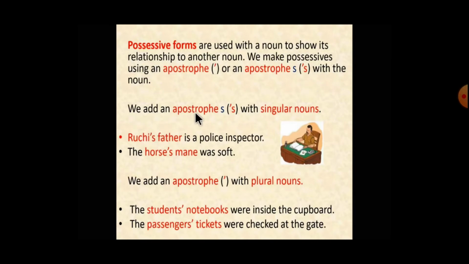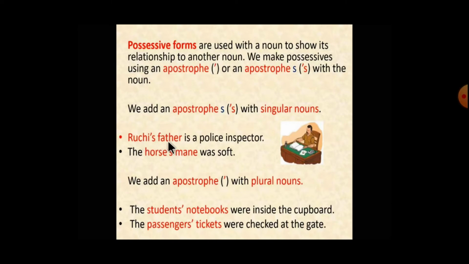We add an apostrophe s with singular nouns, as I just discussed earlier. Please see in this bracket, we have to put this apostrophe and then s for the singular nouns. Example: Ruchi's father is a police inspector. Here we have to see the relation between Ruchi and the word father.